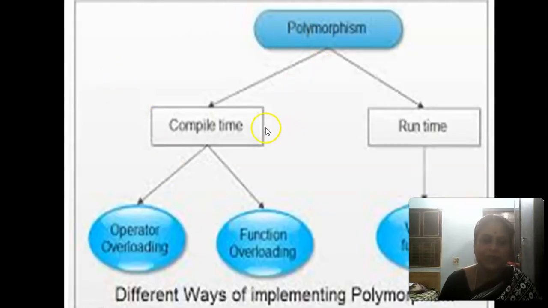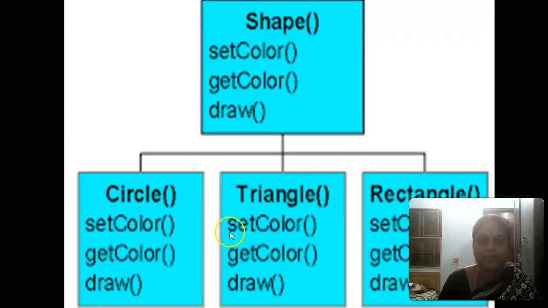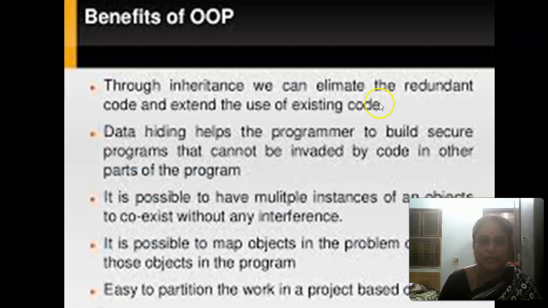Polymorphism is of two types: compile time polymorphism and runtime polymorphism. Compile time polymorphism is implemented with the help of operator overloading and function overloading, mainly the overloading concept, whereas runtime polymorphism is facilitated with the overriding concept, which is implemented with virtual functions. Here you can see shape is a class using which you can create different types of classes.